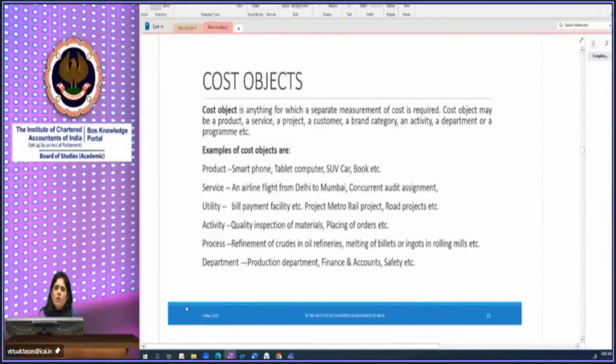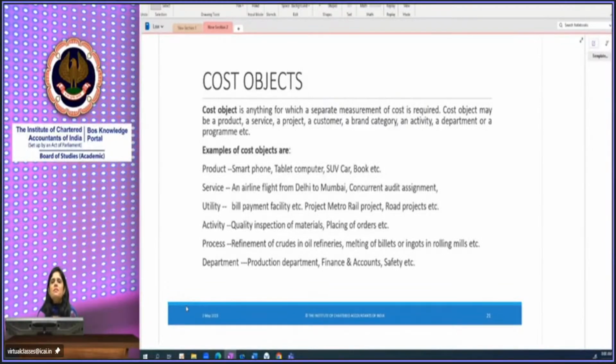Okay, so now cost objects. Clear? Now we are going deep into cost accounting, what all is relevant for cost accounting. Without these concepts, you cannot function in cost accounting, so you have to understand it that way. So what is a cost object? Cost object means that for which you want to calculate the cost. I want to calculate the cost for product A, product B. So product A, product B is a cost object.